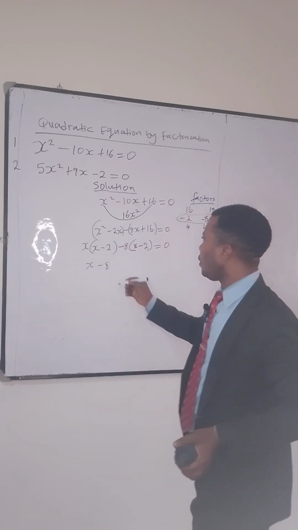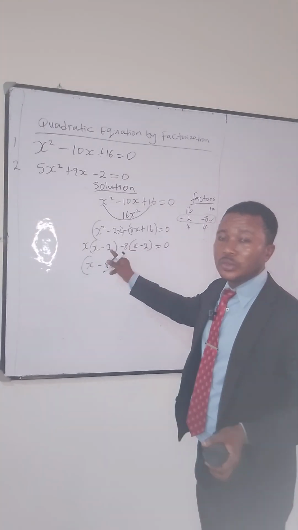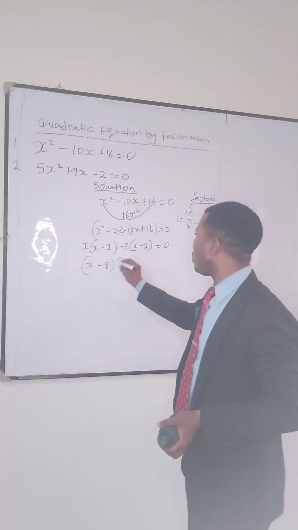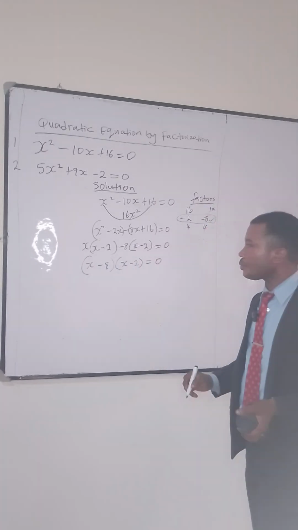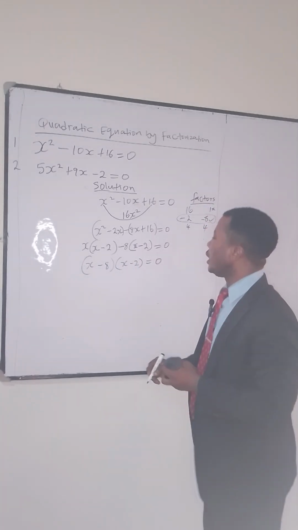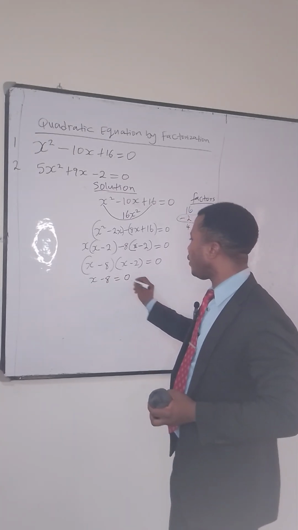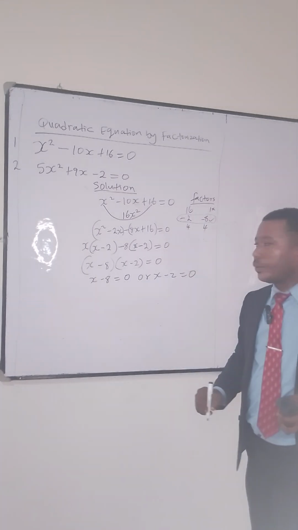So this we have here now x minus 8. As you can see, we have x minus 8. Then we'll take one of these because these two, you can see these two what? They are the same thing. So take one of these, which is what? x minus 2 is equal to 0. I hope you are following. Good. So this simply means x minus 8 is equal to 0, or x minus 2 is equal to 0.